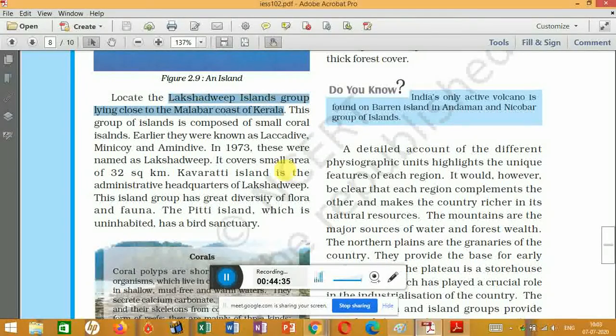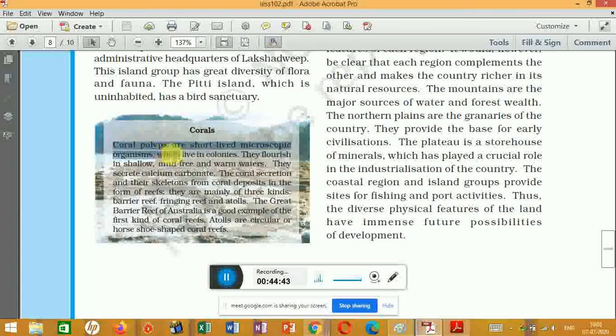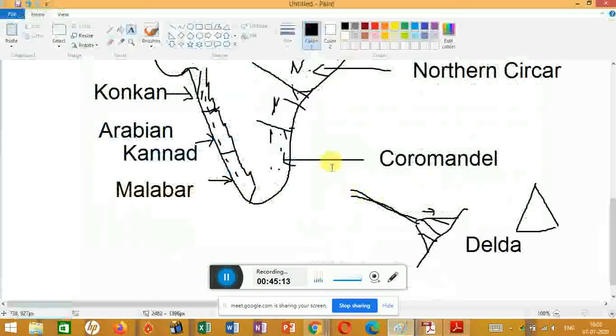So what are corals? Actually, corals, as you find here, these coral polyps are short-lived microorganisms which live in colonies. So corals are microscopic organisms which live in groups, and they grow in shallow, warm water bodies. Their cells secrete calcium carbonate, and when the corals are dead, they are compacted in this way. Now let us see one thing.